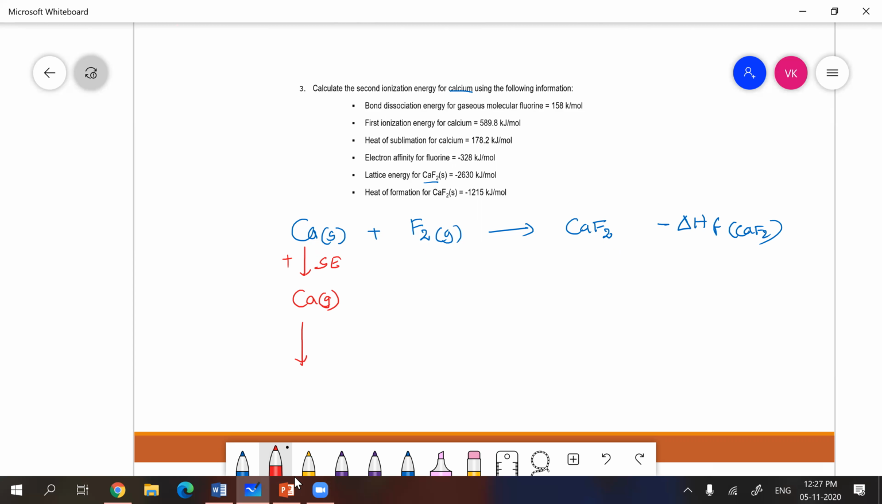Then it has to lose first 1 electron. So what is the ionic equation? Calcium 2 plus and 2 F minus is converting to calcium fluoride, and the energy released in this case is called lattice energy. Okay, we want this equation. That means first it has to lose 2 electrons. We can't remove 2 electrons at a time. So it will lose first electron.